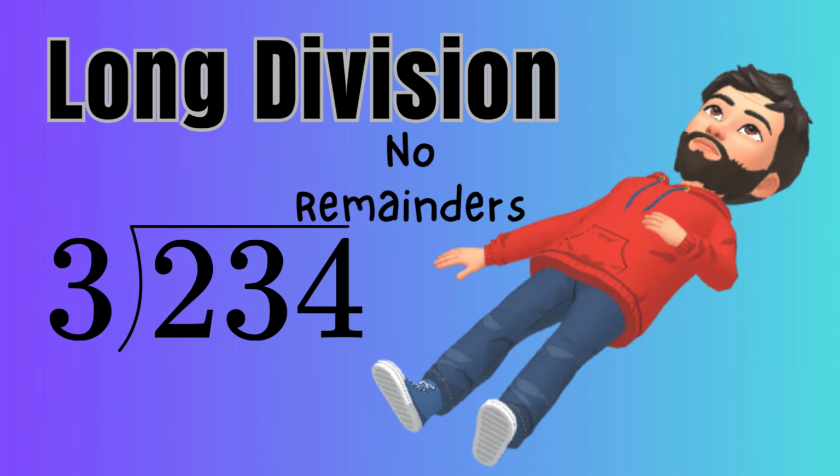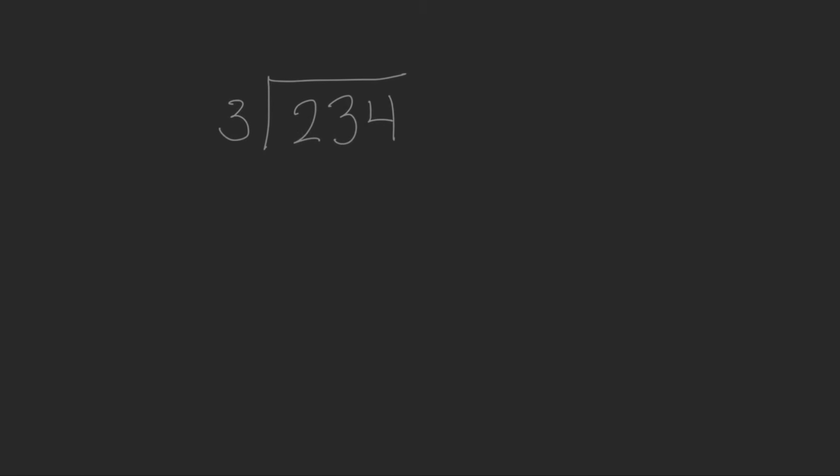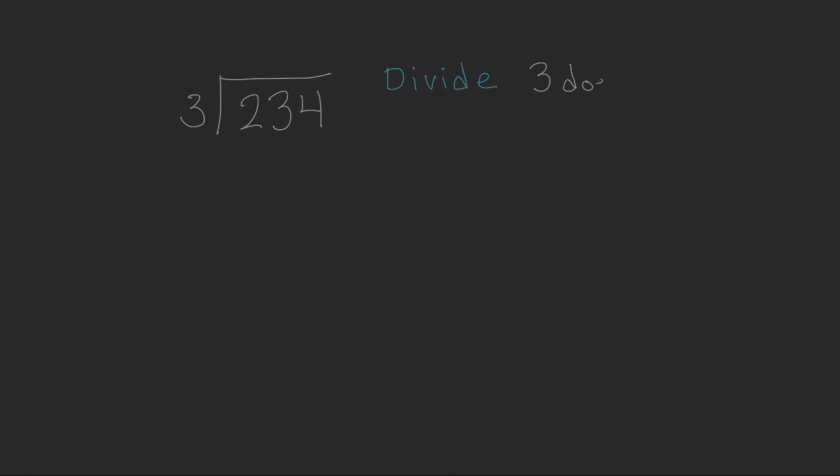Today we're going to do long division. Let's start off with 234 divided by 3. Remember, we want to put DMSB on the side, which stands for divide, multiply, subtract, and bring down. And we're going to start off with dividing first.